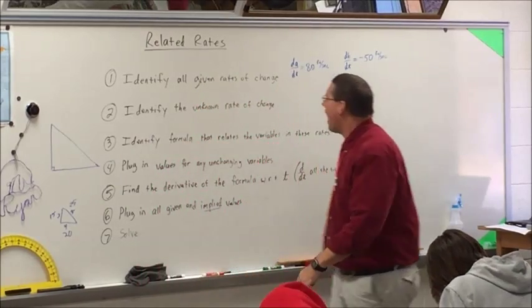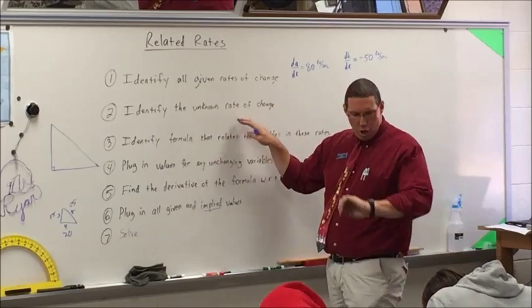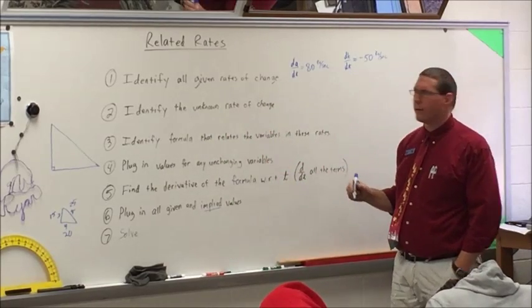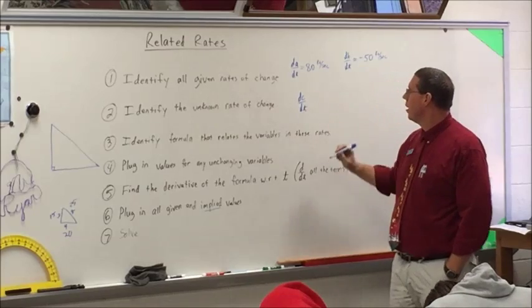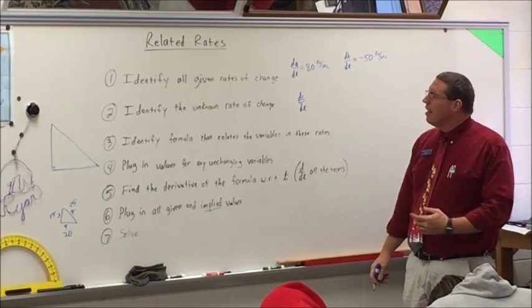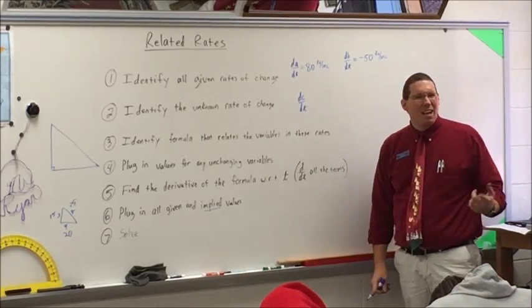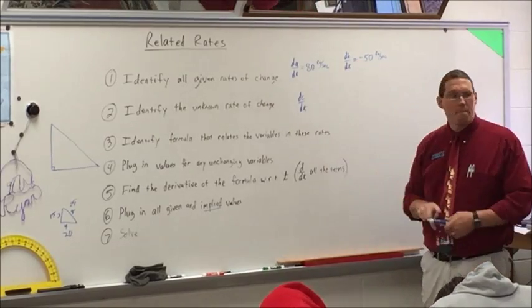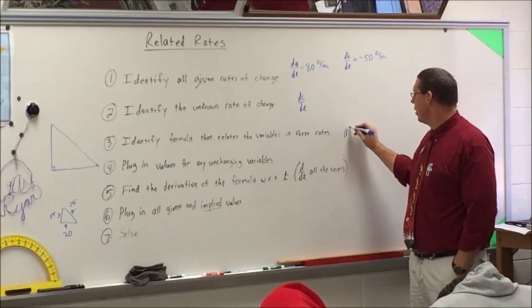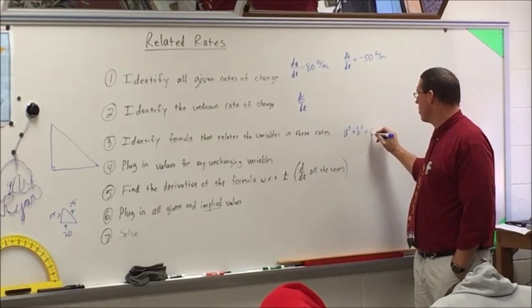Now, it says identify the unknown rate of change. What are we looking for here? dC/dt. We want to know what dC/dt is. Step 3, identify a formula. Is there some formula in the math world that relates C, A, and B? Right here: A squared plus B squared equals C squared.